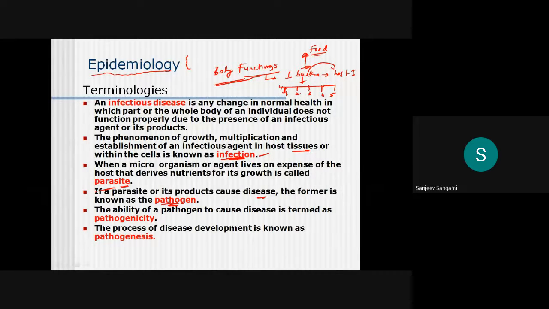Okay, the pathogen is caused by the parasites. See, when this bacteria, we can also call it parasites. Normal parasites means the bacteria which require a host to survive, and that host itself acts like food for these microorganisms or the parasites. Then the ability of the pathogen to cause the disease is termed pathogenicity. Then the process of the disease development is known as pathogenesis.